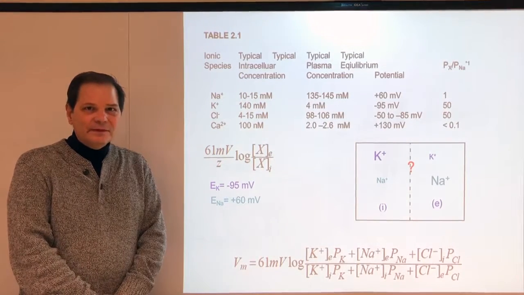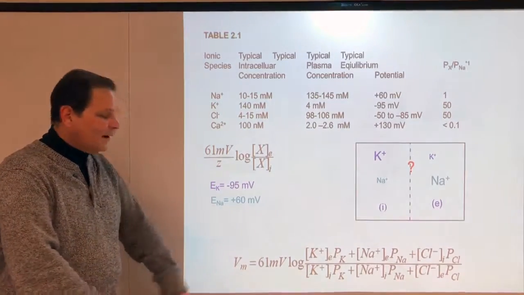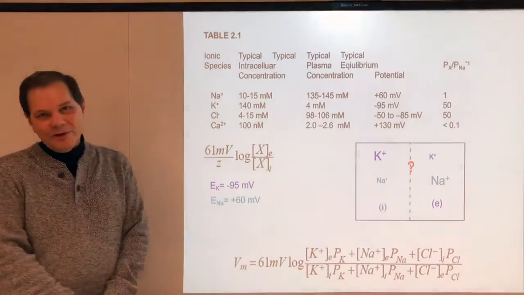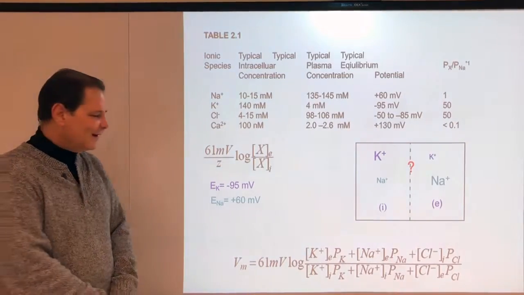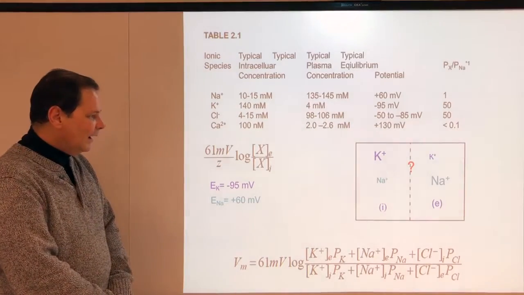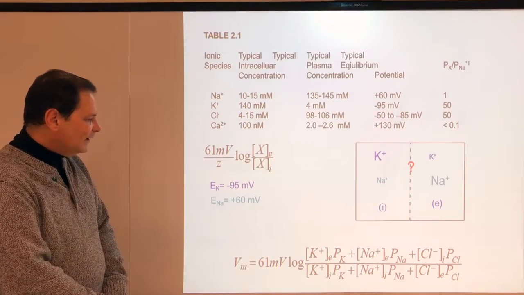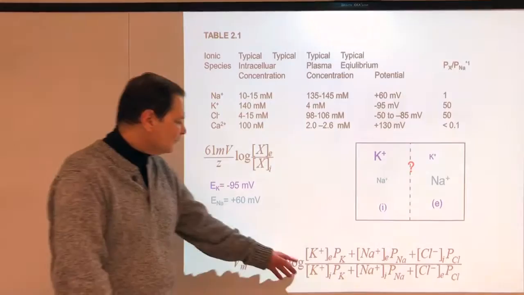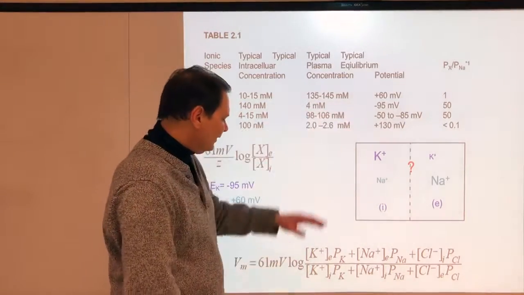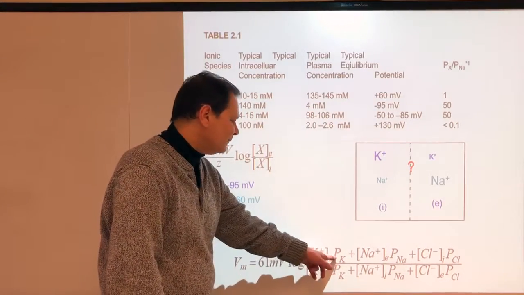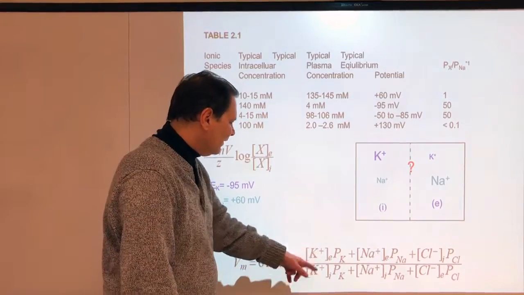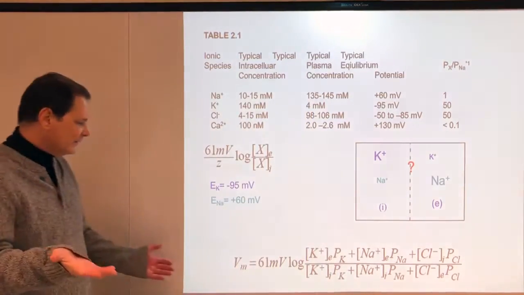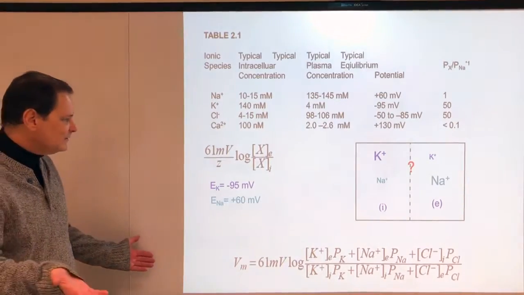The answer is found in the Goldman-Hodgkin-Katz equation. You do not need to memorize this equation. You should just recognize the relationships in it. But you can theoretically calculate a membrane voltage if you plug in all the parameters here: you have the permeability for potassium, the permeability for sodium, and the concentrations inside and outside the cell. You can, in theory, use this equation to do the calculation.